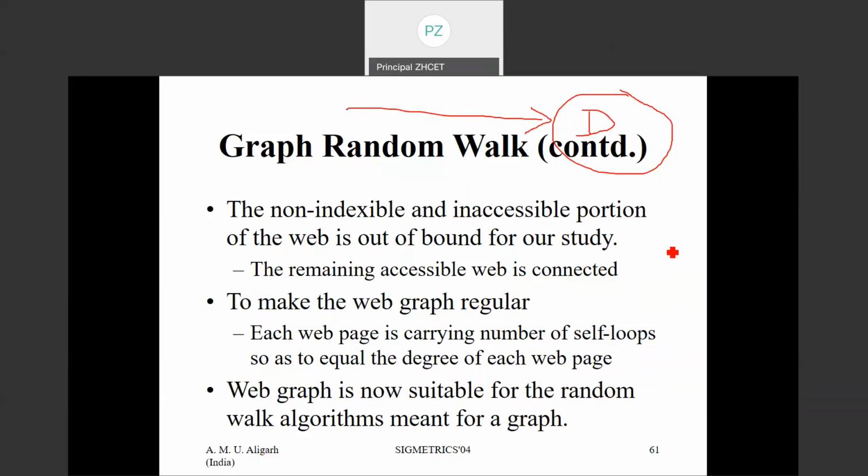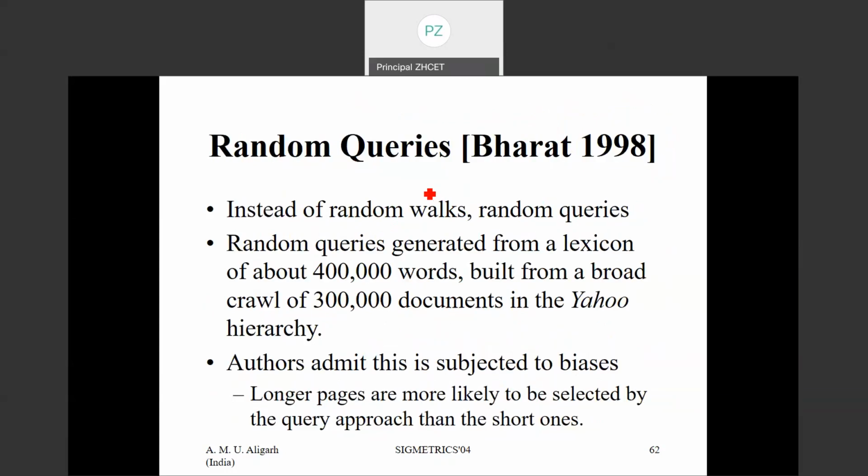In page rank, we are dependent on how others are telling about me, not what I am telling about myself. But in order to make the graph regular, we can have a controlled number of self loops. So the web graph is now suitable for the random walk algorithm meant for a graph. So I can conclude that using graph random walk, we can have the entire characterization of the web and hence the quality of the index of a search engine.